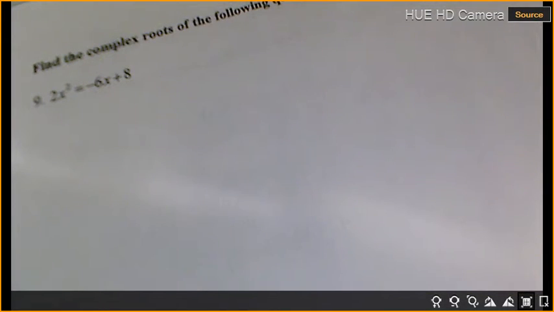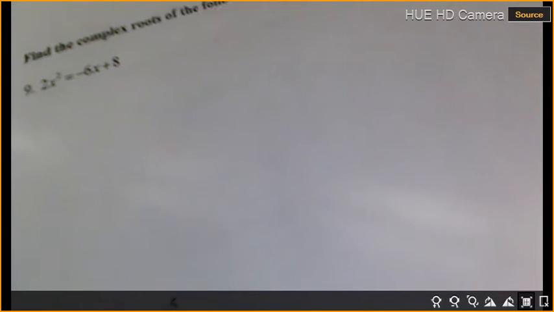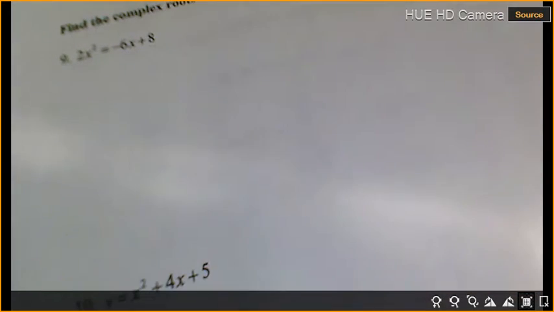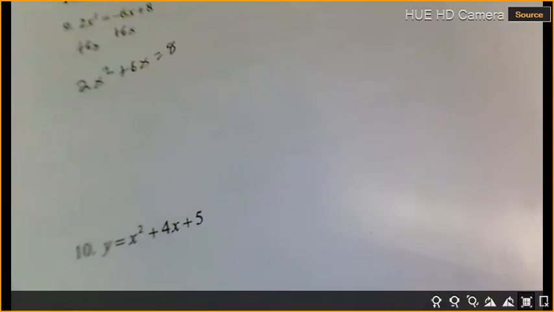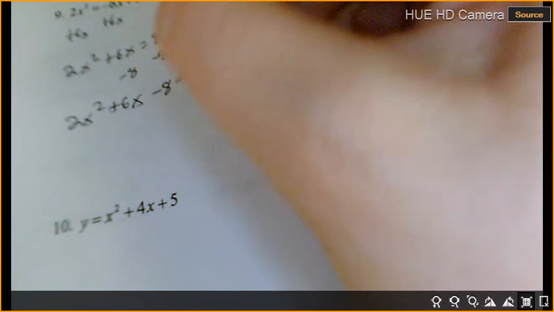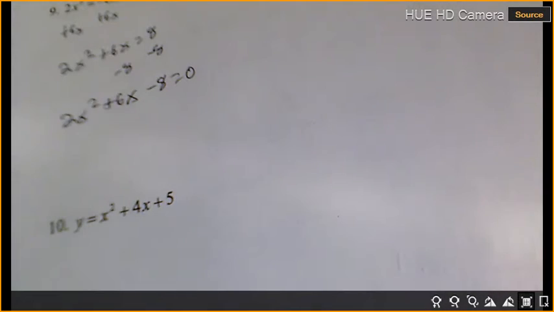Which one would you like me to do? 11. Yeah, okay. So I'm going to do number 11. So number 9, I'm not going to do the whole thing. I just want to show you something. All you're going to do for number 9, and then you're just going to use the quadratic formula, is just add 6x to both sides. And then you get 2x squared plus 6x equals 8. And then you minus 8, and you got it equal to 0, and you can keep going. 2x squared plus 6x minus 8 equals 0. And then you've got a, b, and c, and you just plug them in.